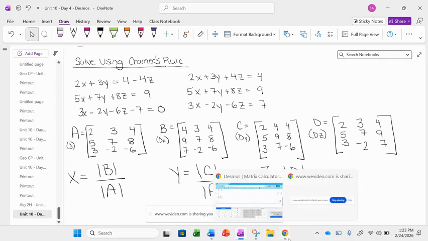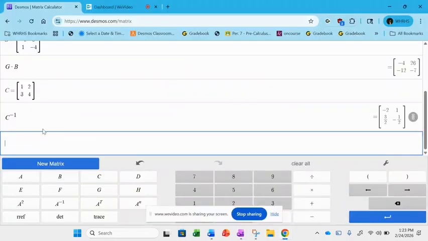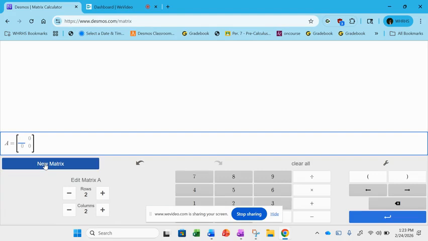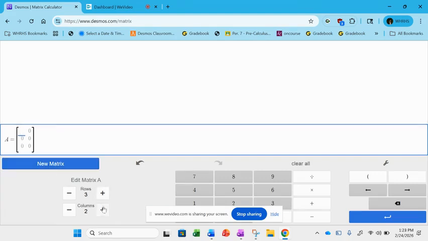So now we go to Desmos and let's clear everything. See where it says clear all? It clears all previous memory. So now we're going to start with our first matrix. What did we call our first matrix? A. So I'm going to call A, new matrix. And this was a 3 by 3, so I have to increase that. And now I'm going to enter in all the elements for this 3 by 3.